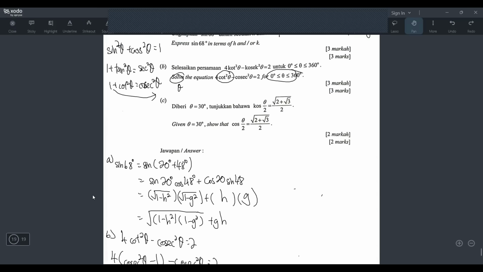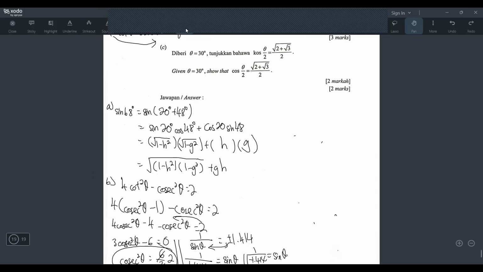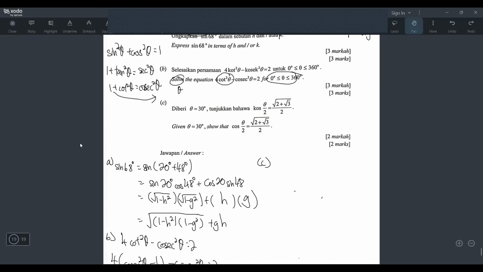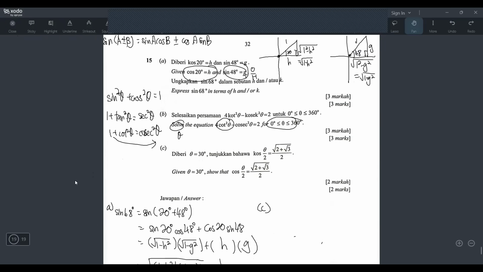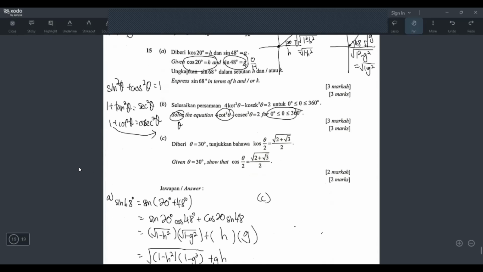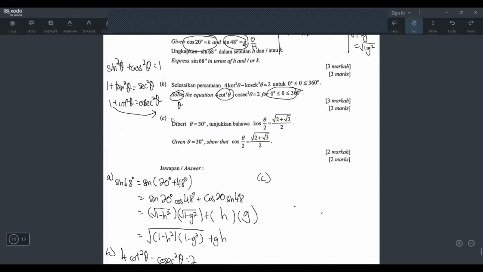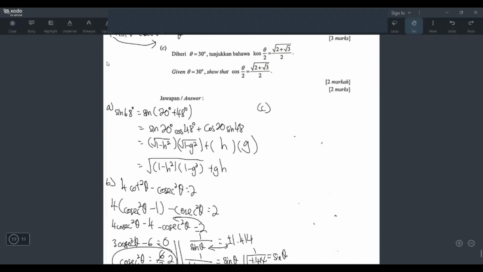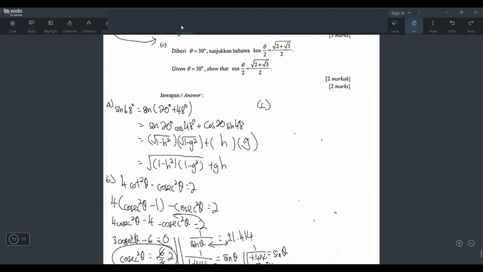Okay, now for my last question, question C, let's go. Question C says what? Given theta is 30 degrees, show that cos theta over 2 equals to this. I'm sure I'll be using the information above, right? Or I will just do it from scratch. Okay, I think the C question is not related to the B and A questions. I think you just have to do it independently. So how to do this question?